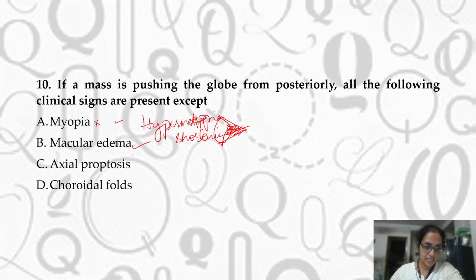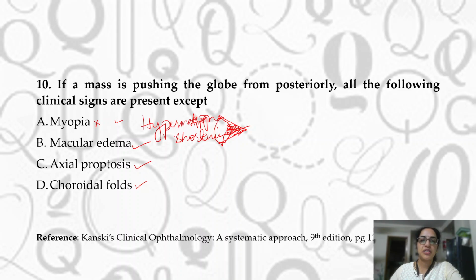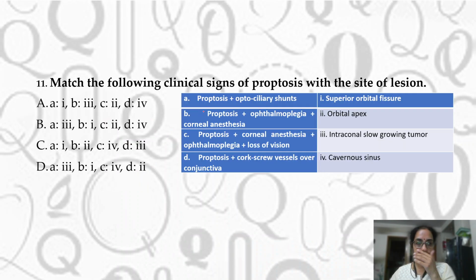Macular edema can be present. Axial proptosis can very well be present, and choroidal folds can also be seen. So the right answer here is myopia. There will be hypermetropia when there is a mass pushing the globe from posteriorly.